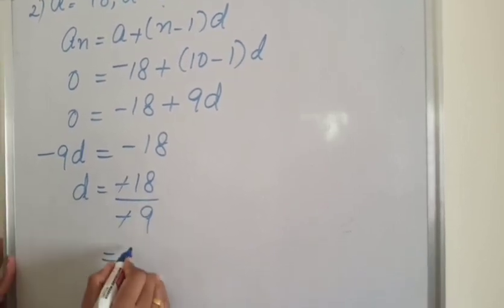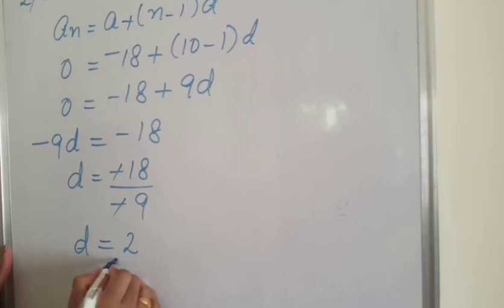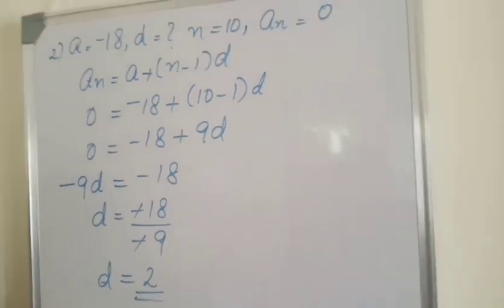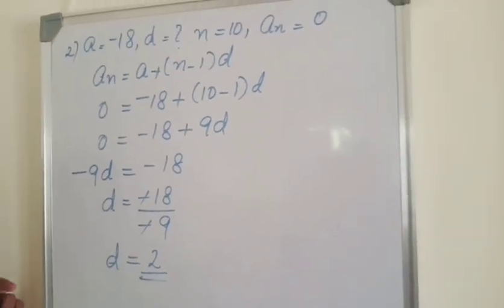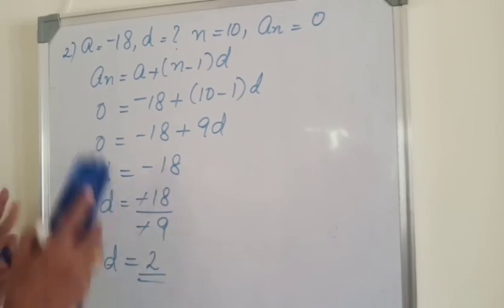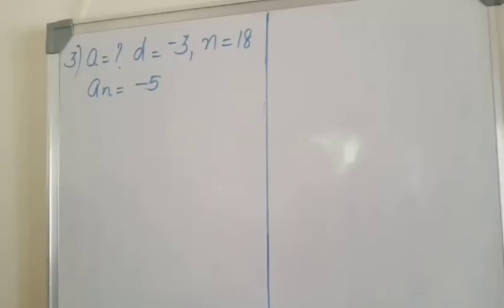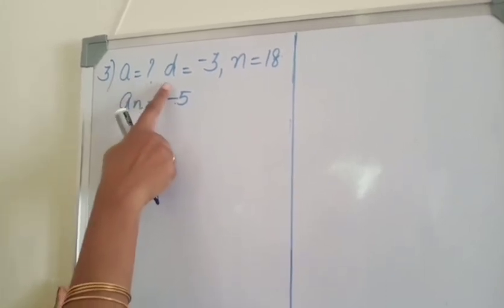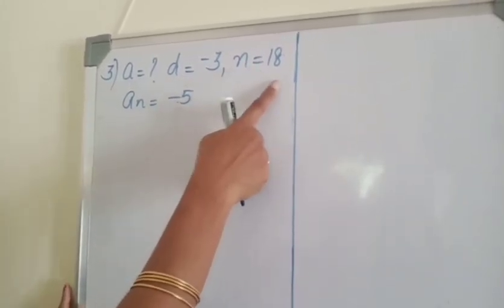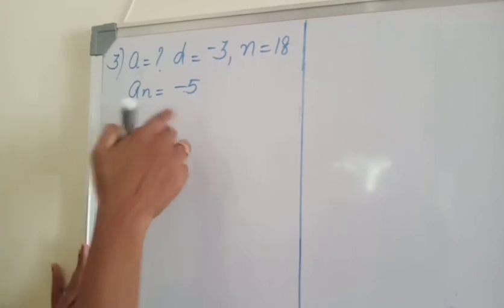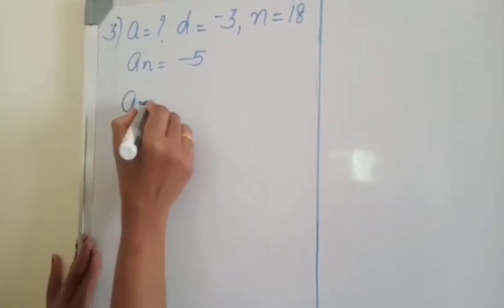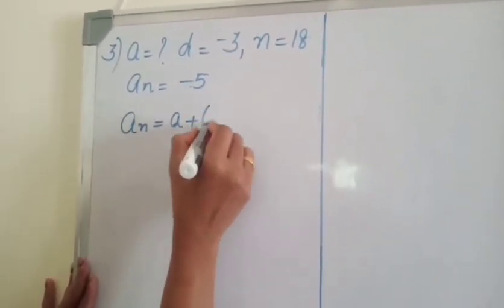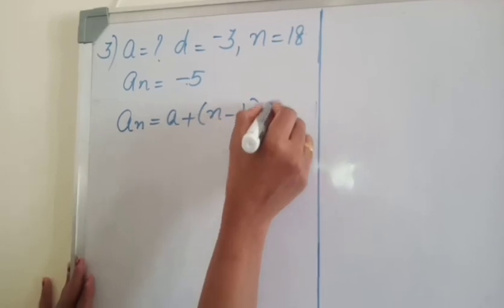Sign will cancel. 9 2s are 18. D is equal to 2. Third question is we should find out A. D is minus 3, N is 18, AN is minus 5. AN equals A plus N minus 1 into D.